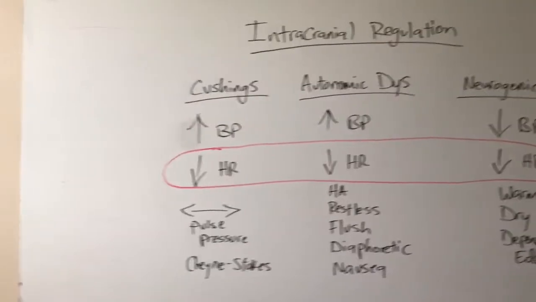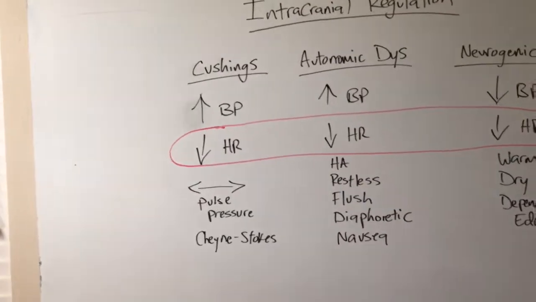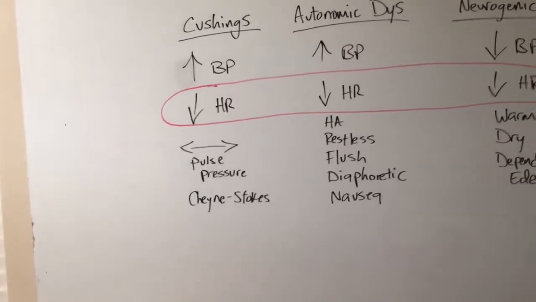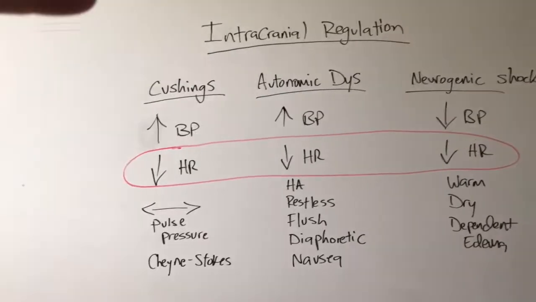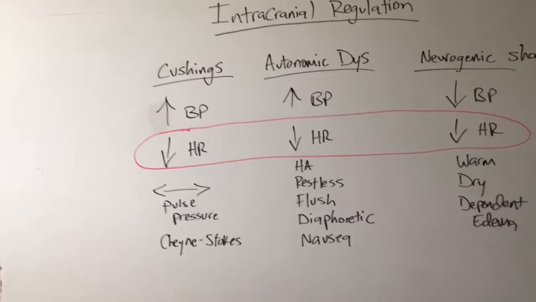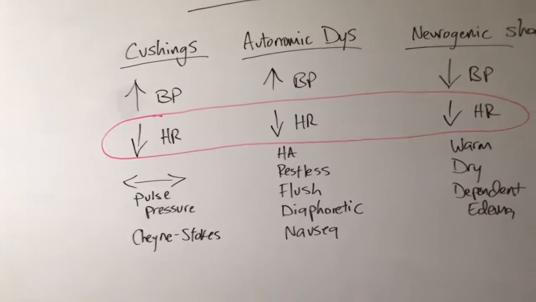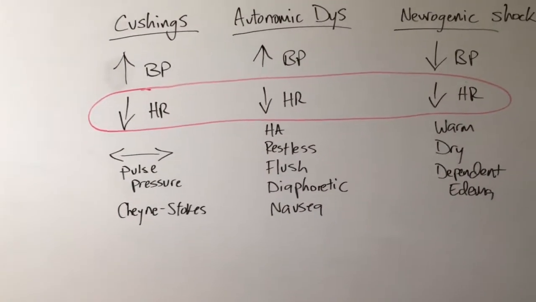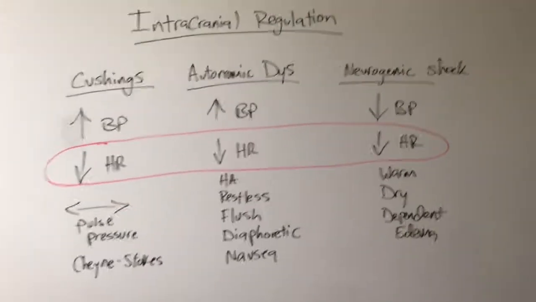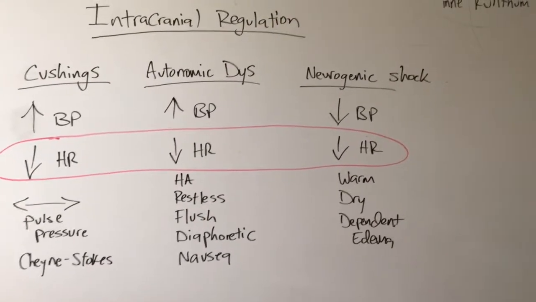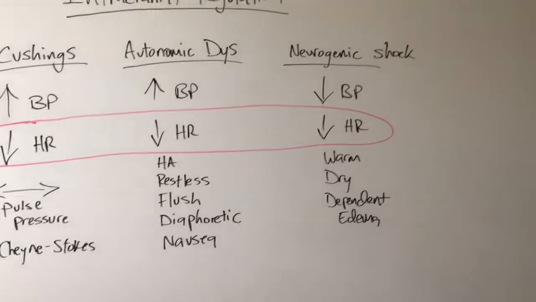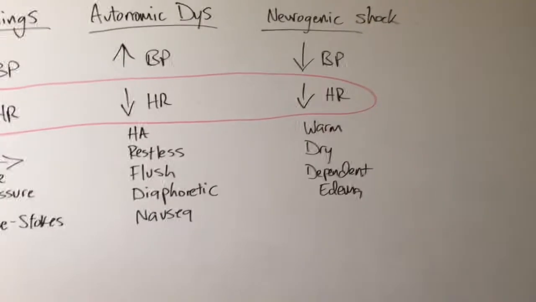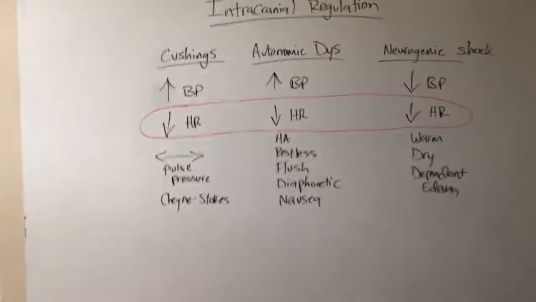So for Cushing's triad, you have high blood pressure, bradycardia, widening pulse pressure, and Cheyne-Stokes. For autonomic dysreflexia, you also have high blood pressure, and also a low heart rate. You have headaches, restlessness, flushing of the skin, diaphoresis, and nausea. Then for neurogenic shock, you have hypotension as well as bradycardia. Your skin is going to be warm and dry, and you're going to have dependent edema in your extremities.